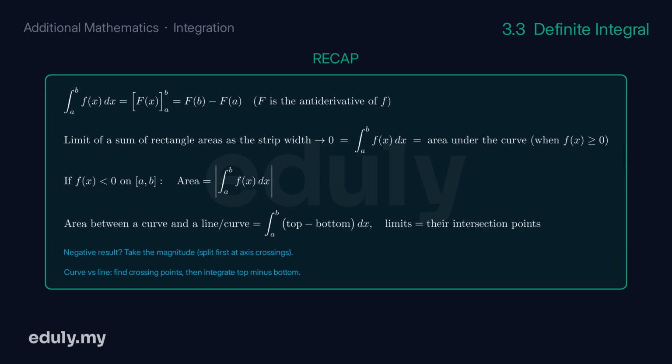And if the curve crosses the axis inside the interval, split it into pieces first and take the magnitude of each piece. If the region is trapped between a curve and a line, find where they cross to get your limits, check which one is on top, then integrate top minus bottom. This exact technique is what 3.4 reuses to find a volume, once that same area is spun into a solid.